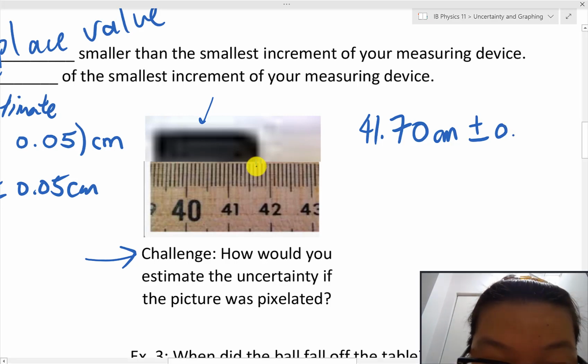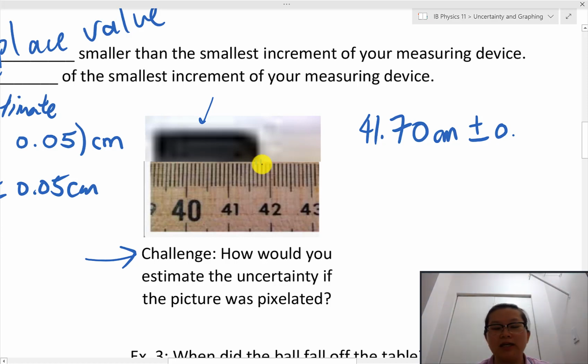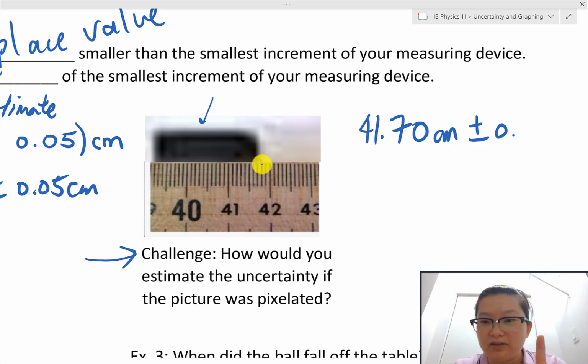And judging from my 2 lines there, it looks like as if it were the length of a millimeter, okay? So that means my uncertainty is going to be 1 millimeter, so that's 0.1 of a centimeter, okay?